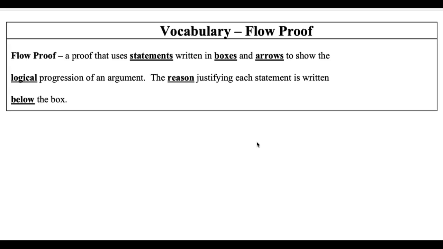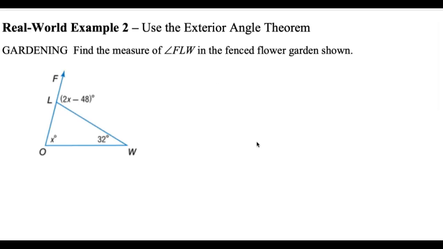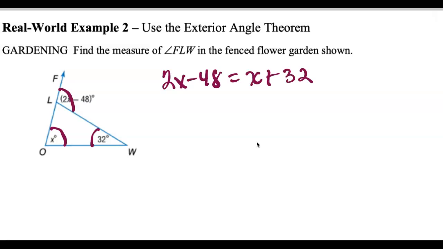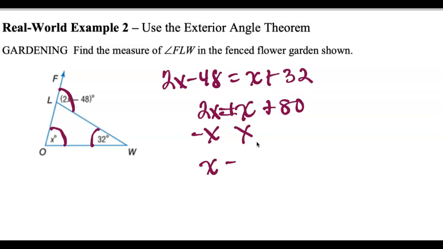We're going to be talking about flow proofs, not very much in this particular lesson, but we use boxes and arrows. Okay, so here we have another example of this theorem. These angles that are farthest away are going to be equivalent to this angle, so we can set up an equation. If we add 48 to both sides, we get 2x on this side, and take away x from both sides, and we get x is actually equal to 80 degrees.